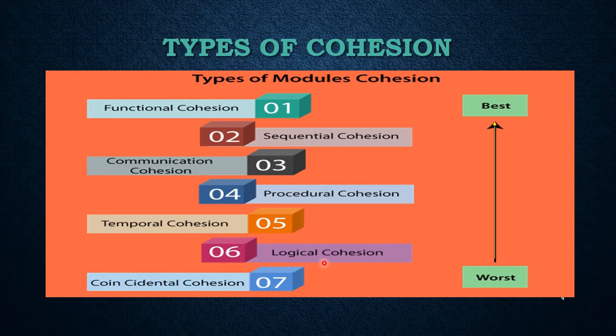Now, it is the turn of logical cohesion. Here, elements of a component are related logically and not functionally. Several logically related elements are in the same component and one of the elements is selected by the caller. Last is coincidental cohesion. Here, the parts of the component perform multiple, completely unrelated actions.